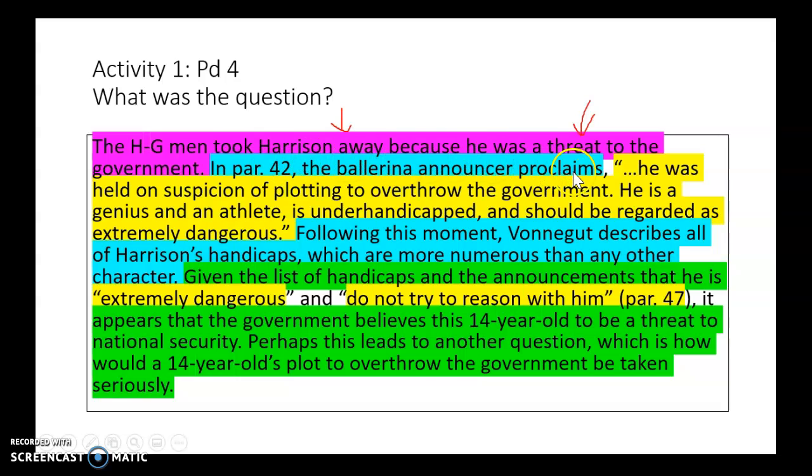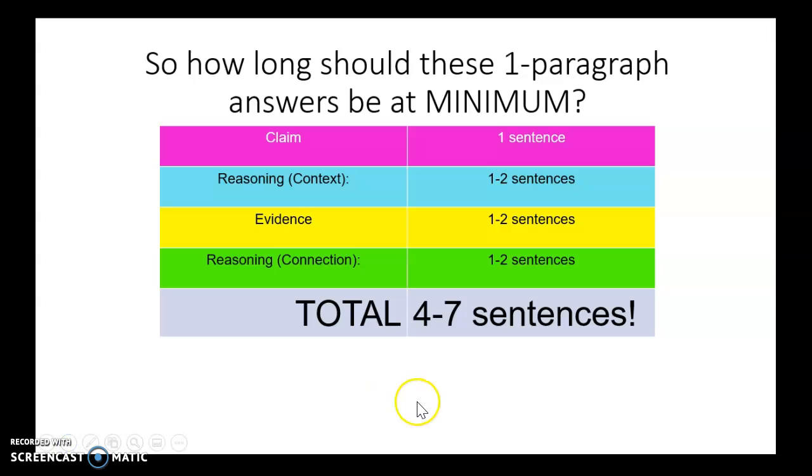So here we have some context, what's happening in this moment. Afterward, there's some context of what's happening in this moment. But the green is making this connection. How do these pieces in yellow show that he was a threat? And it really does a nice job doing so. So in conclusion, your paragraphs should all be 4 to 7 sentences long because it needs all of these components. And that would also mean that you would have these components, claim, evidence, reasoning, in an essay. So your claim would be in your introduction, but you would also have a topic sentence in every paragraph.